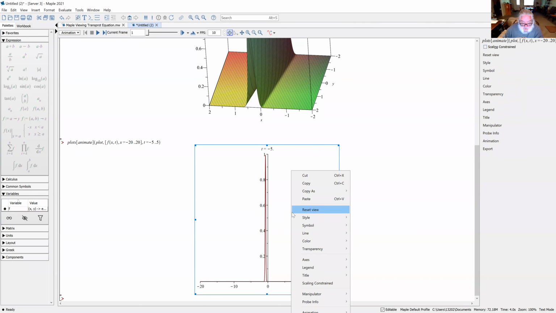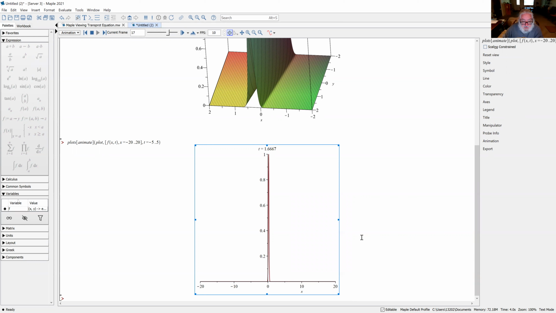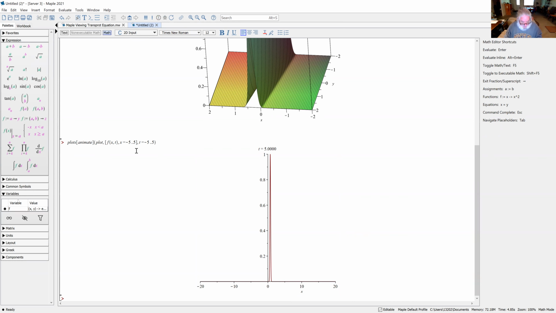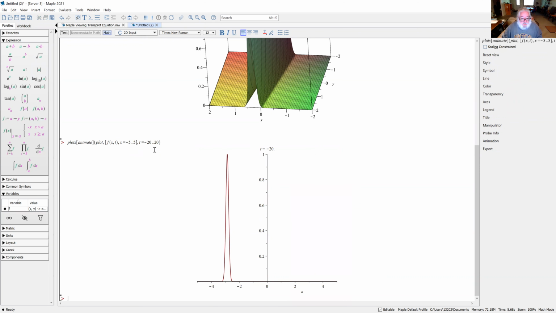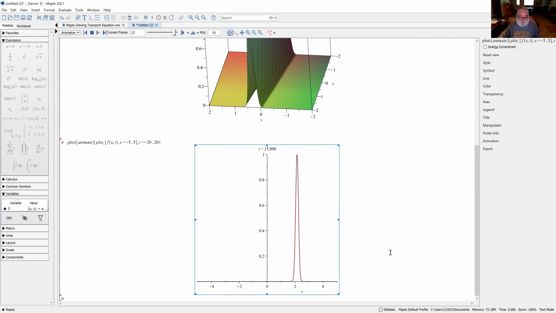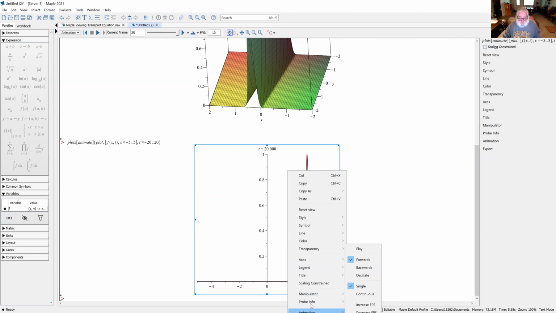So what you can do with it is say, animate it and play. And maybe I got my numbers backwards. Let's do this from minus 5 to 5, and this from minus 20 to 20. Okay, that might be better. Animate. There it goes. And we can put it on a loop, I think.